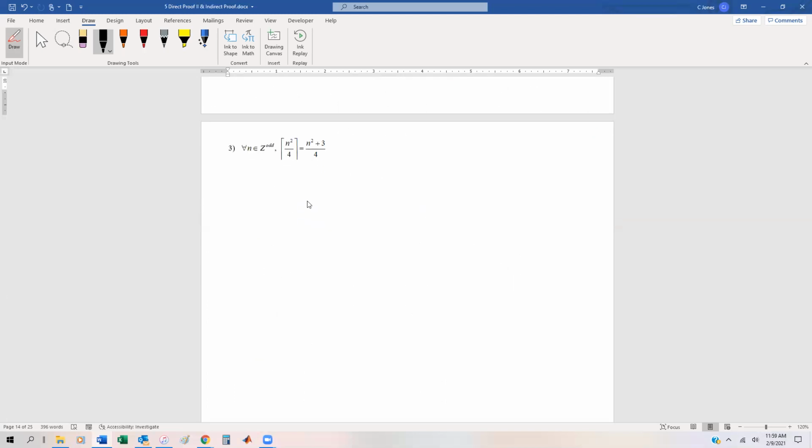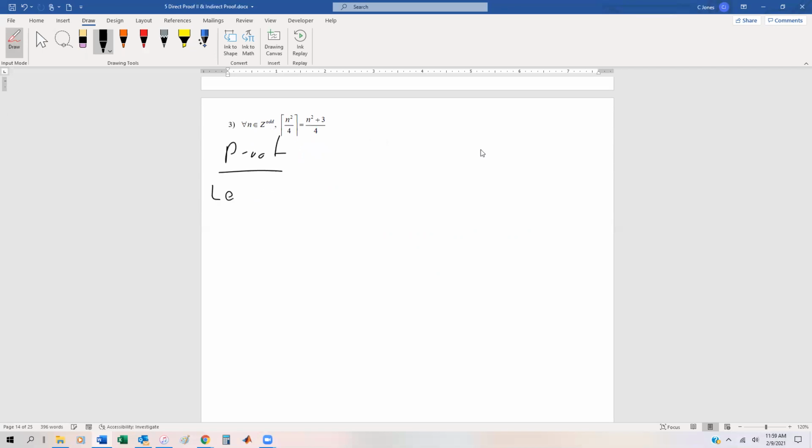Now, one more example. And this one's more specific, in that we have a ceiling function equal to a statement as opposed to another ceiling function. So we're going to say for all n in the odd integers, which helps out a lot, the ceiling of n squared over 4 is equal to n squared plus 3 over 4. All right, so let's start out by defining n to be an odd integer. So let's let n be an element of Z odd, and we're going to say n is arbitrary but particular.